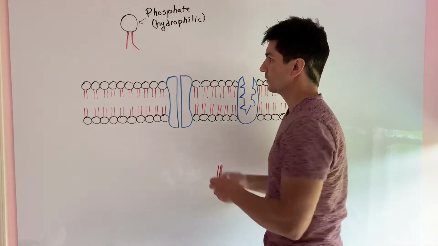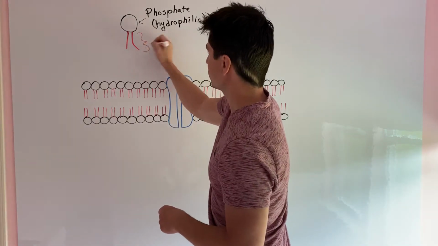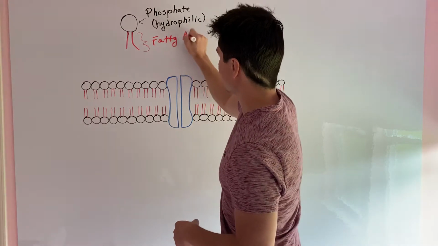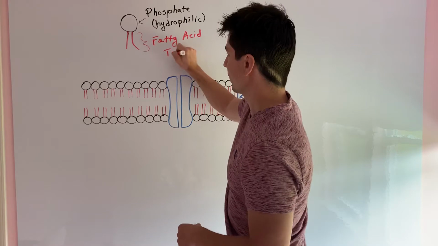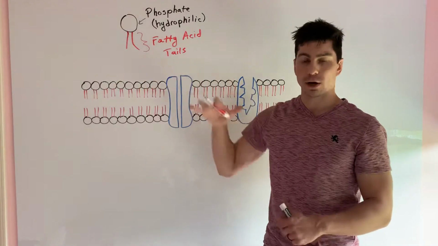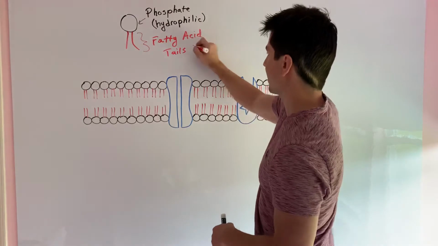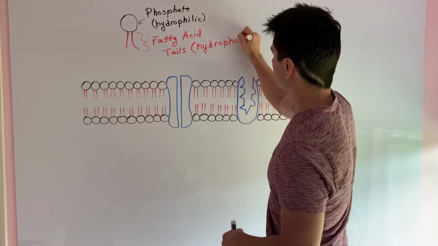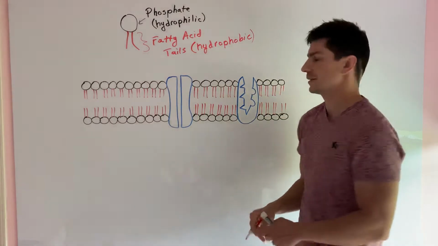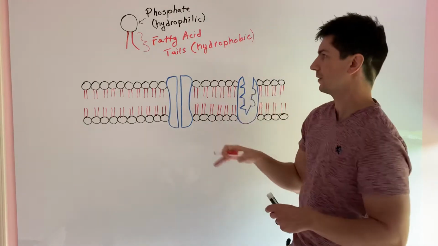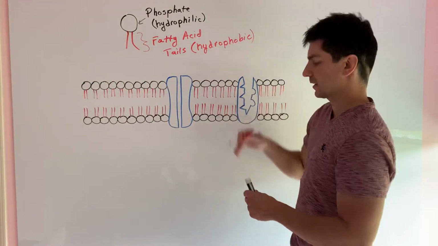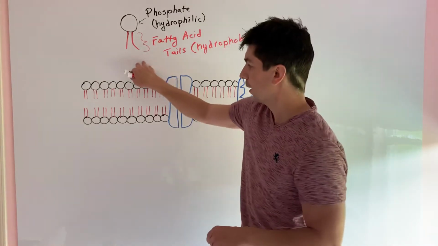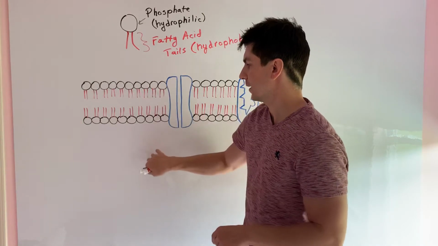Our second part is going to be this bottom area here. There are 2 of them, fatty acid tails. If you remember, fatty acids were the monomers of lipids. So 2 fatty acid tails, and these are hydrophobic. So they don't like water. That's the phobia of water. Hydro means water, phobic means fear of. Literally, it means water fearing.